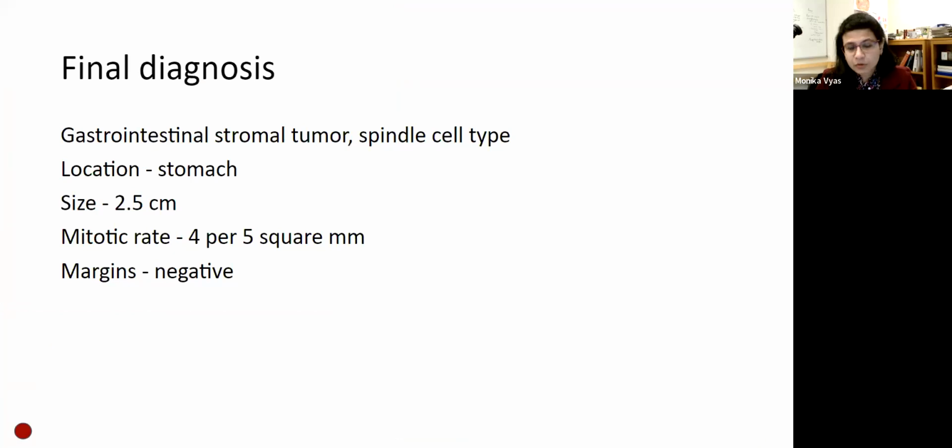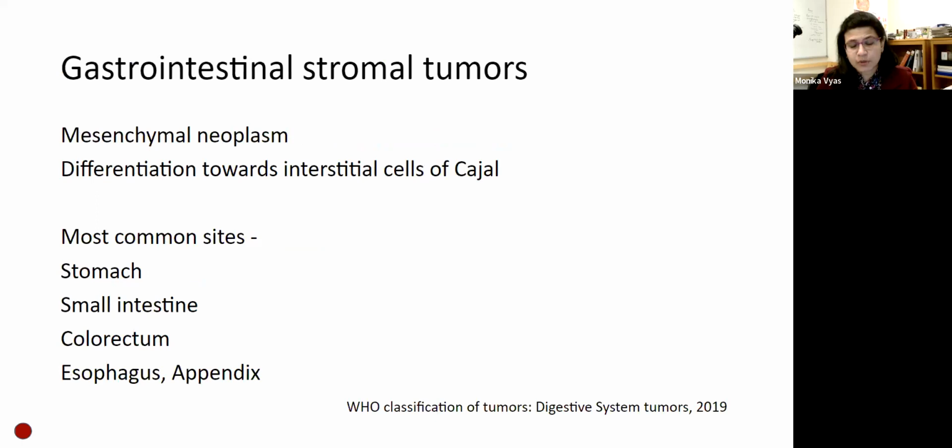So the final diagnosis rendered in this case was a gastrointestinal stromal tumor. It was spindle cell type, and we'll get to the types in a minute. The location in this case was stomach. The size was 2.5 centimeters. Mitotic rate was 4 per 5 square millimeters, and margins were negative for GIST. All these things are important to note in the report for risk stratification of gastrointestinal stromal tumors.